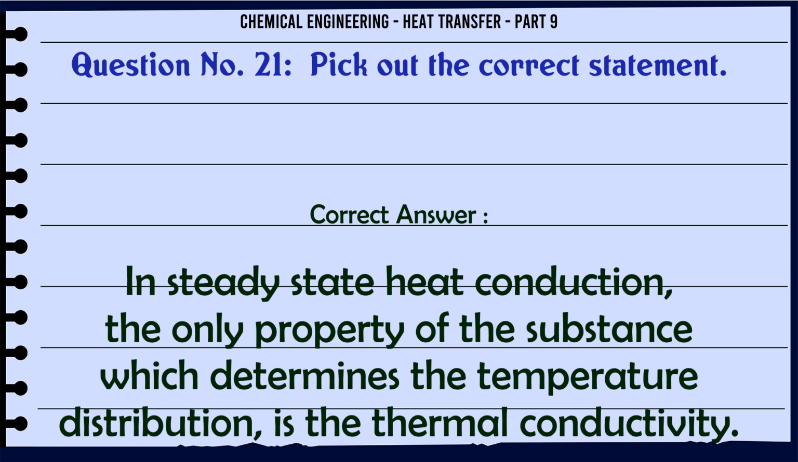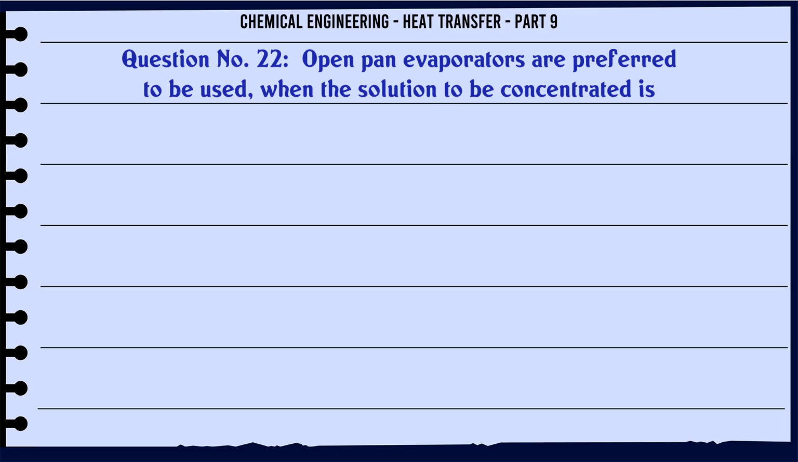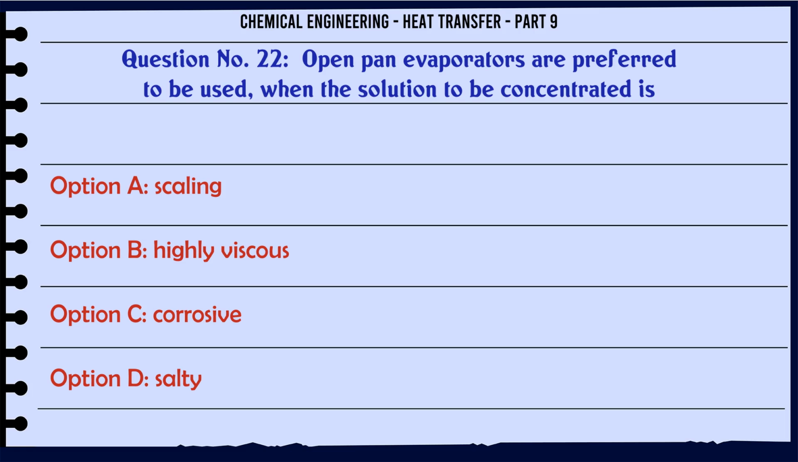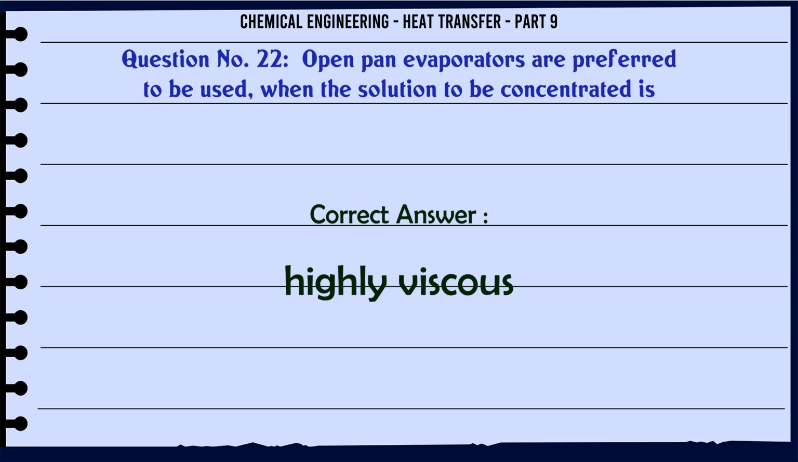is the thermal conductivity. Open pan evaporators are preferred to be used when the solution to be concentrated is A. Scaling. B. Highly viscous. C. Corrosive. D. Salty. The correct answer is highly viscous.